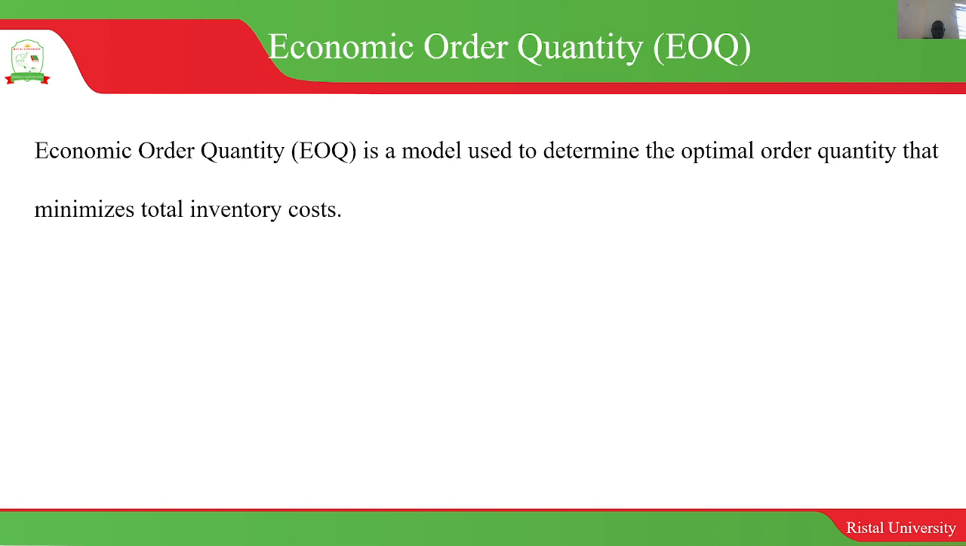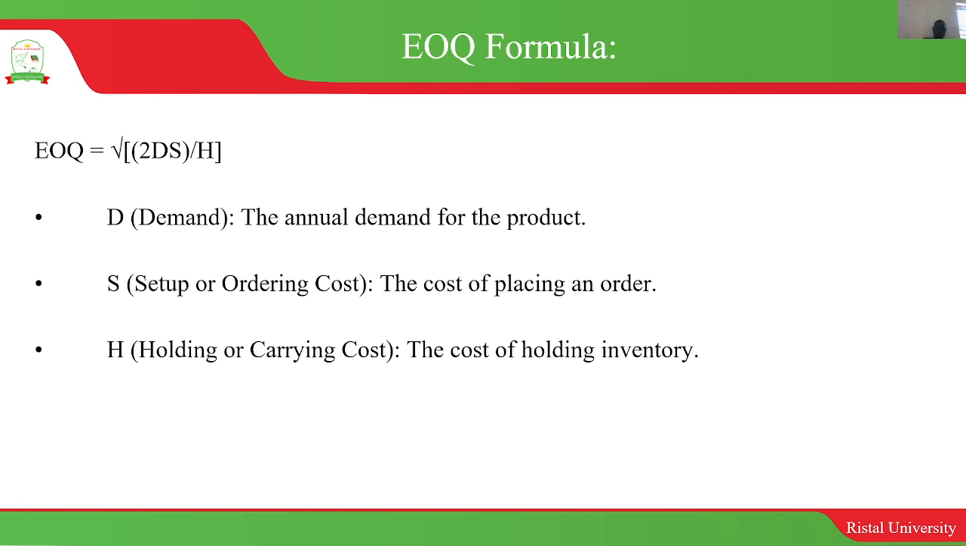So starting with number one, economic order quantity. We said economic order quantity is a model used to determine the optimal order quantity that minimizes the total inventory cost. Here we are trying to optimize, just an optimal order, and the aim is really to minimize inventory cost. We don't need to incur quite a high cost for this particular inventory. So the best is to do it as optimally as we can. So how do we achieve this?